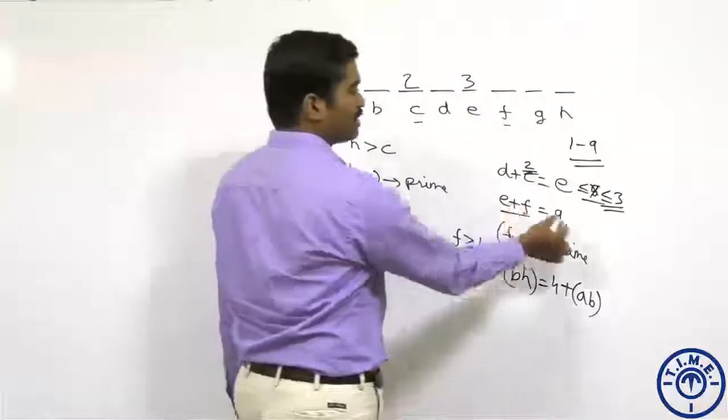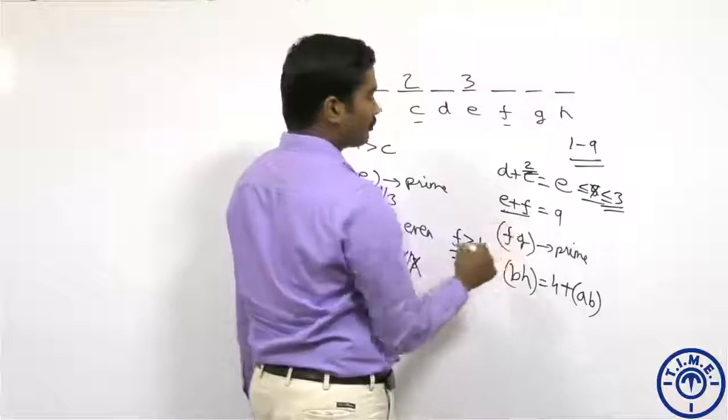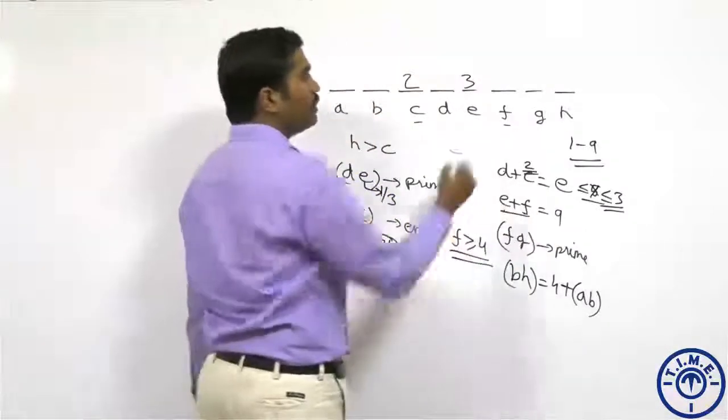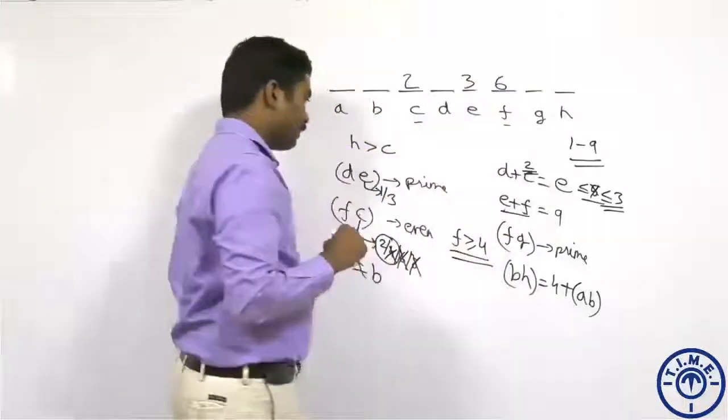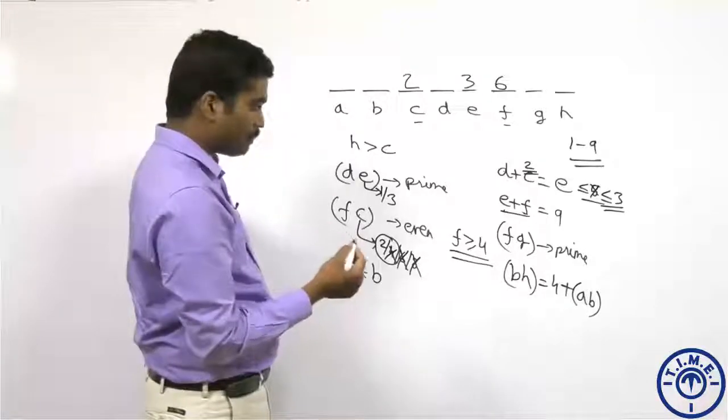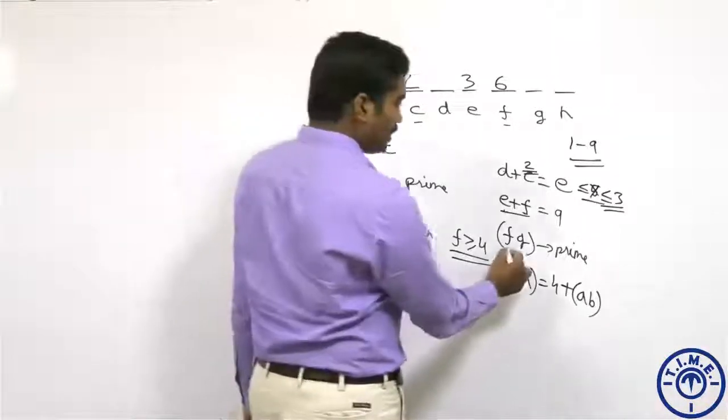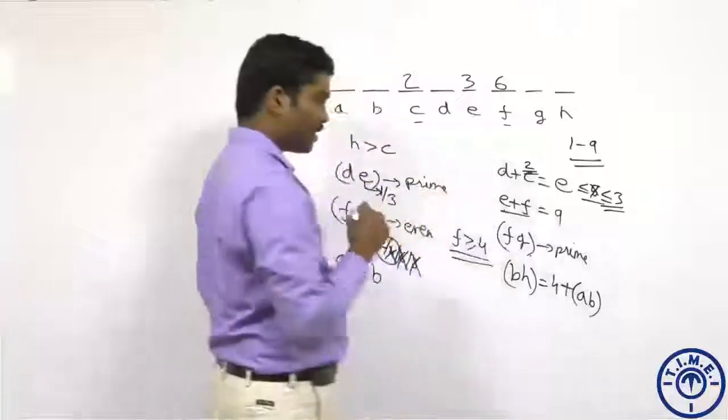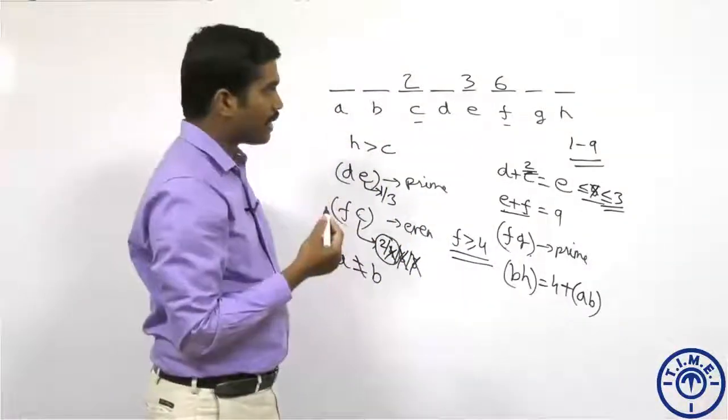Now once I know E is equal to 3, 3 plus F is equal to 9, so I know the value of F also. F will be 6. Now further, what else can we say? We can say that FG is a prime number, correct? FG is a 2-digit number and it's a prime number.